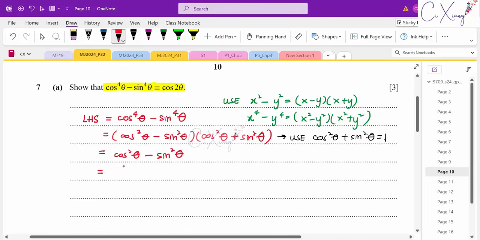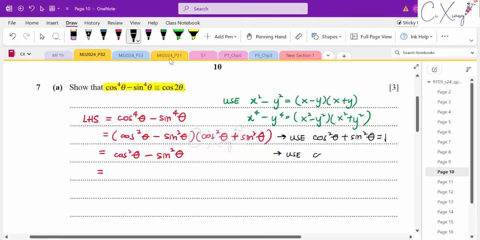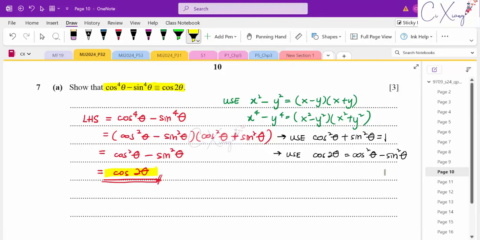Okay, so how can I equate cos square theta minus sine square theta equals to our answer here? So basically we are having a double angle formula where cos 2 theta is actually equals to cos square theta minus sine square theta. So you can directly change it back, become the double angle formula for cos. Right, so this is how we get the part A answer. Okay, so let's continue to part B.